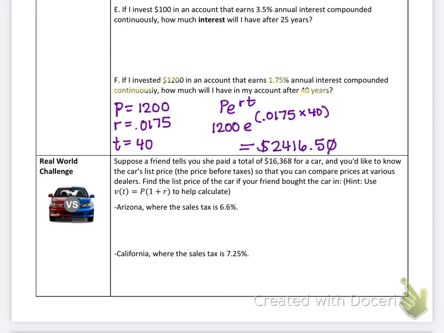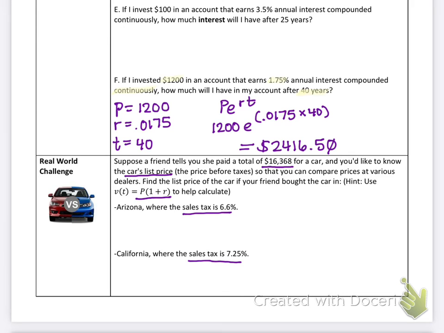Okay, so suppose a friend tells you she paid a total of $16,368 for a car, and you'd like to know the car's list price. So essentially the price before taxes. So you compare prices at various dealers, find the list price of the car if your friend bought the car in Arizona, which has a sales tax of 6.6, or California, which has a sales tax of 7.25. And it does give you a hint, use principal times 1 plus rate, okay? So we know our rates, but what we're trying to find is the principal, which is the list price.